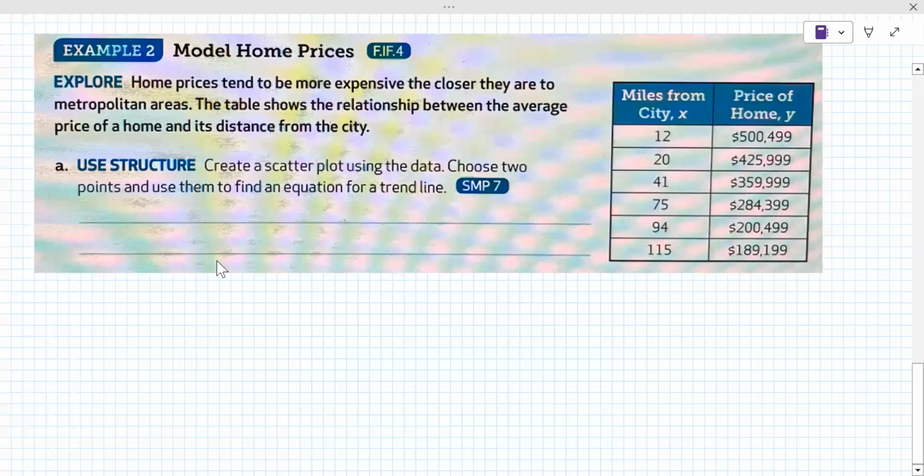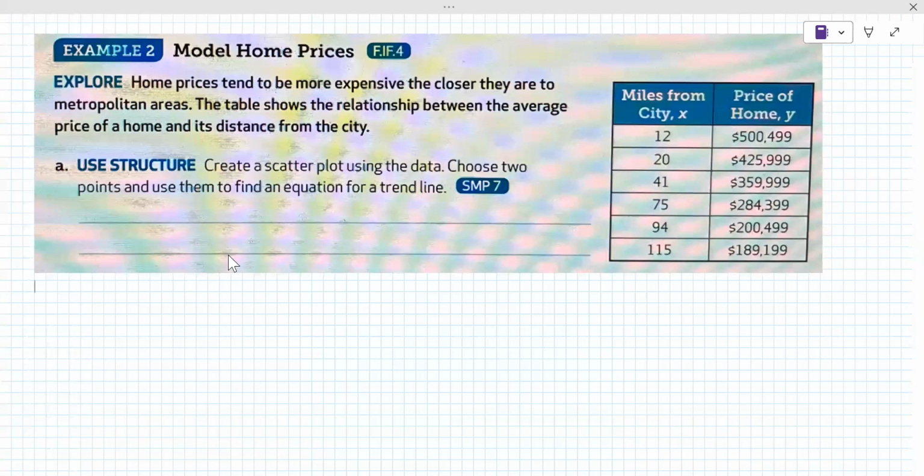All right, so example 2 here. They're telling you that the home prices tend to be more expensive the closer they are to metropolitan areas. That is not always true. Tucson's a good example of that. Sometimes the more expensive homes are a little further out. Yeah. The table shows the relationship between the average price of a home and its distance from the city.